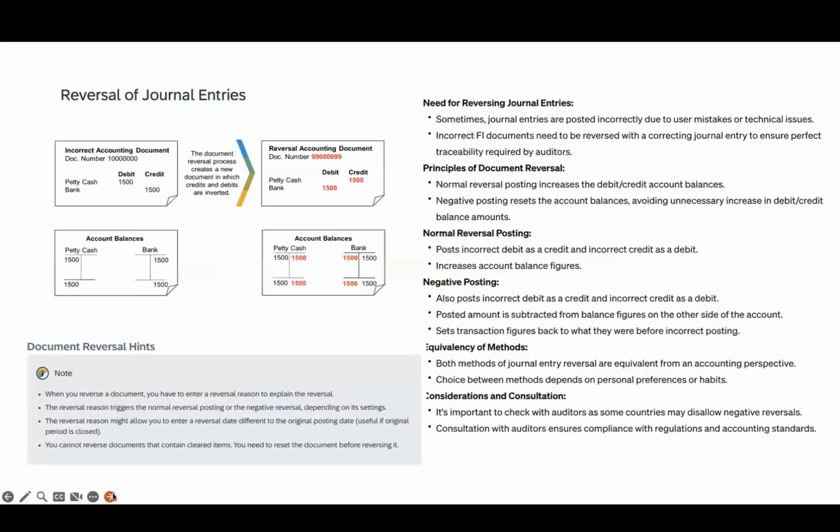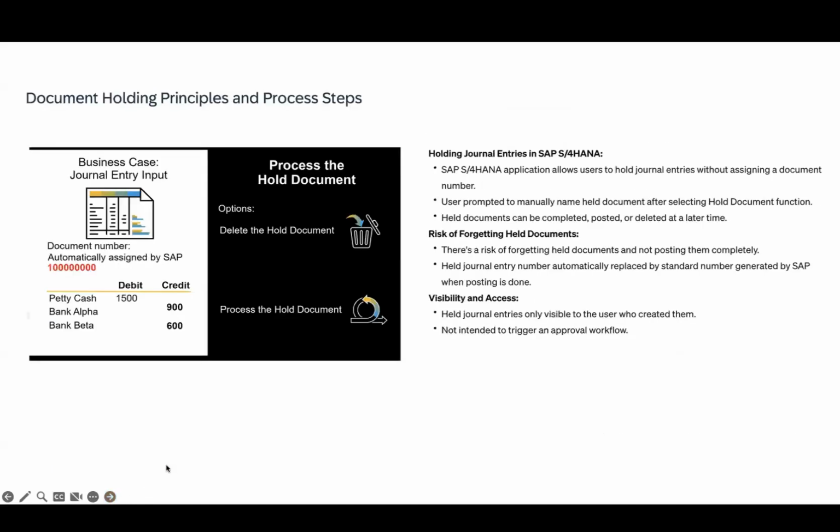When we reverse journal entries, very simple process. You can take a journal entry and essentially just click the reverse button and off you go. Document hold principles. So we hold transactions or journals in the system, and they can be put on hold if we're unable to complete them at the point in time. So you can hold our document, we can then complete it and post it. But yeah, so it's just a small piece of functionality.